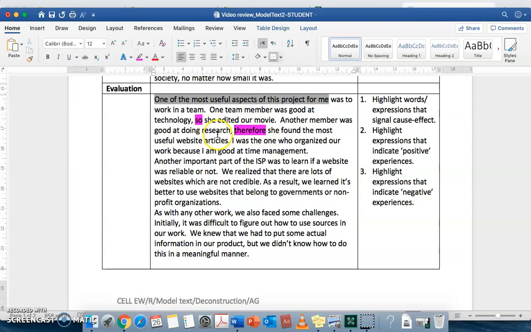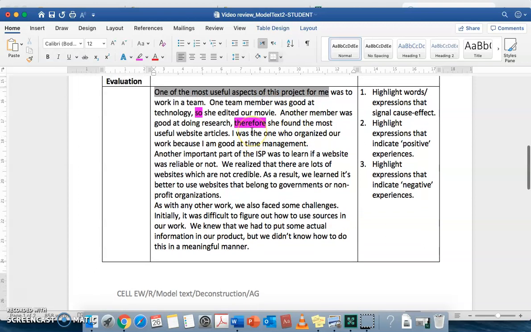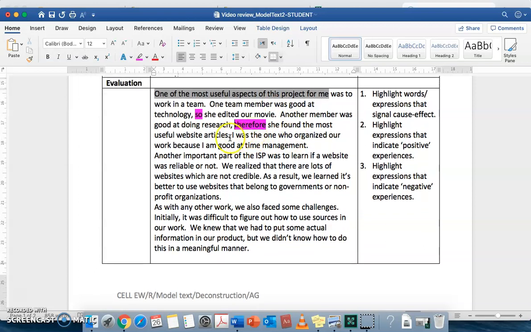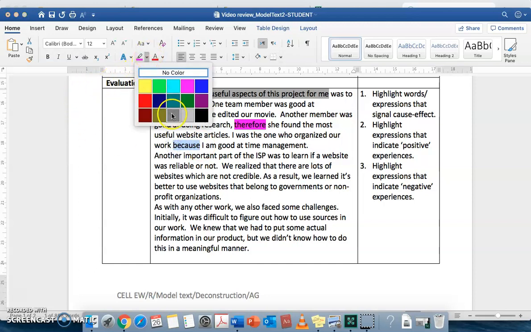Why did we choose her? Because she was good at doing research. What did she do? She found the most useful website articles. I was the one who organized our work because I am good at time management. Here we have our joining word because to join the two reasons to say why we did it.